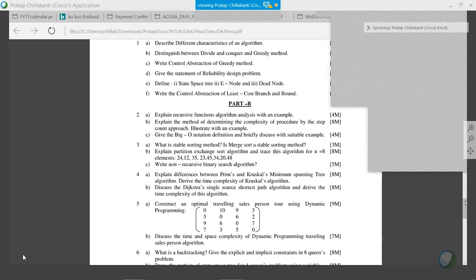Coefficients and all that, we said it's an order of n algorithm. So the students have to explain that in that particular example. Give the big O notation briefly.